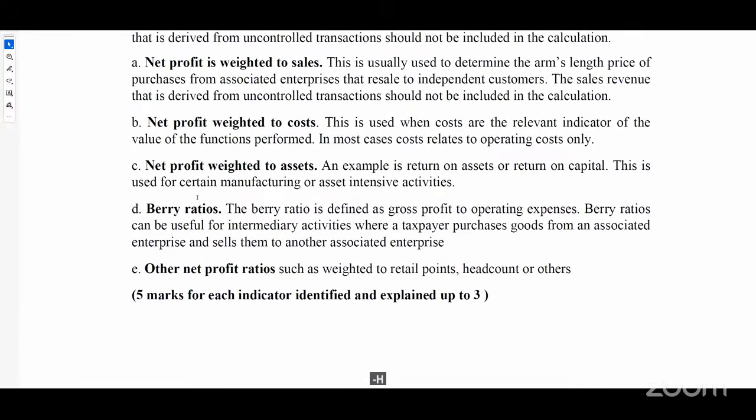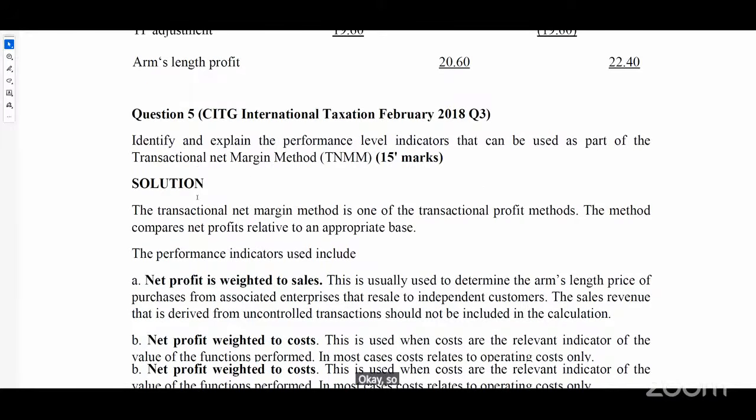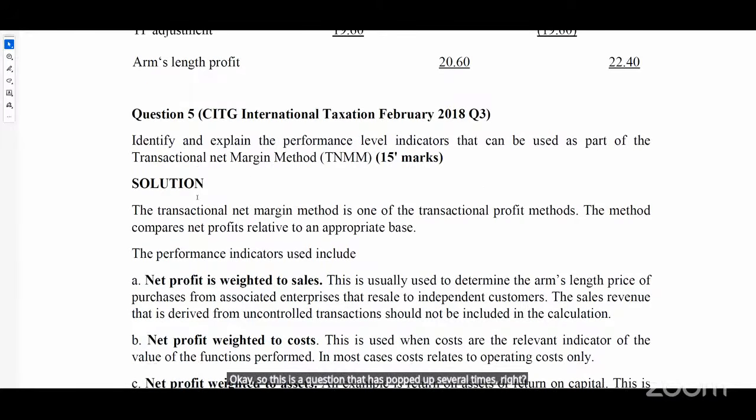Okay. So this is a question that has popped up several times, where they ask you to identify and explain the performance level indicators or the financial indicators that can be used as part of the transactional net margin method. Now, the transactional net margin method allocates prices or profits based on what? Net profit comparative to an appropriate base.